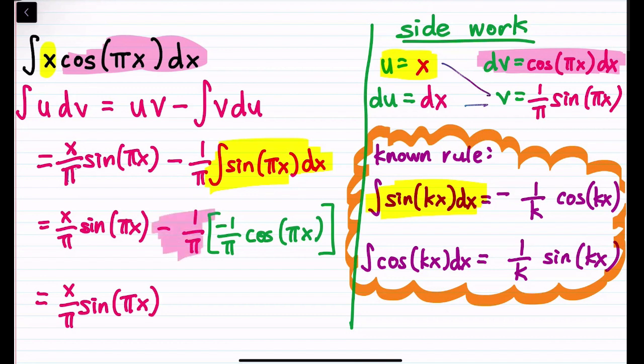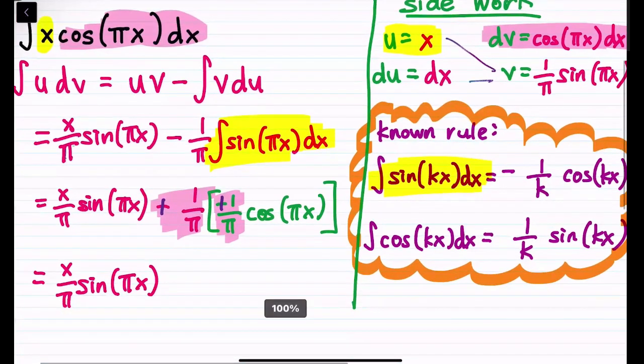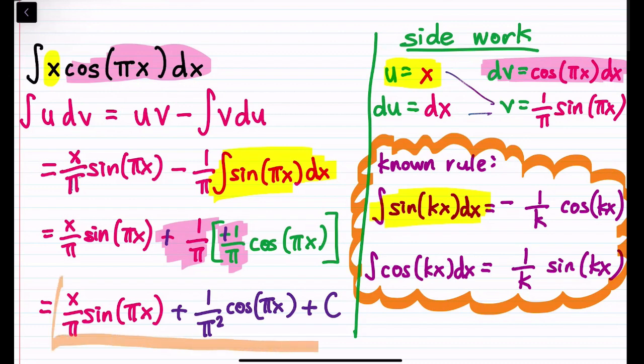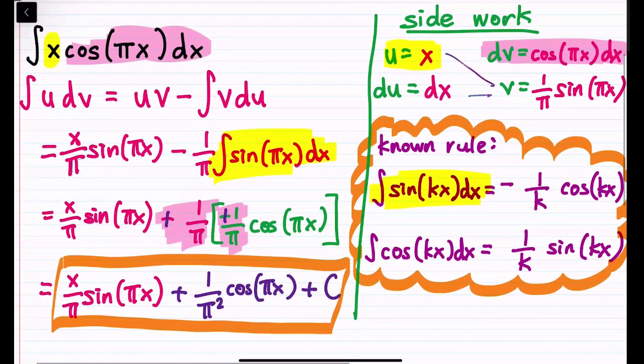So negative 1 over pi times negative 1 over pi. Remember that negative and negative become a positive, so change these two into plus signs. So now we have for our second term plus 1 over pi squared times cosine of pi x. And then don't forget to end your answer with a plus c because we are dealing with an indefinite integral. So this right here is our answer to this example of using integration by parts.